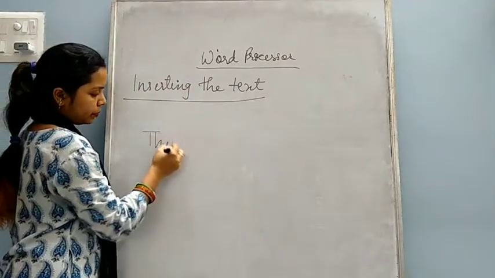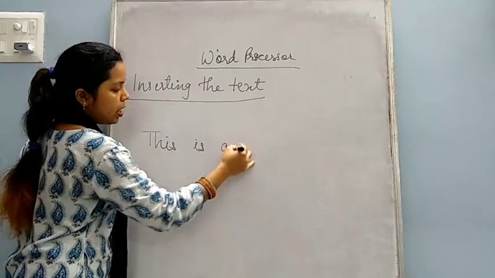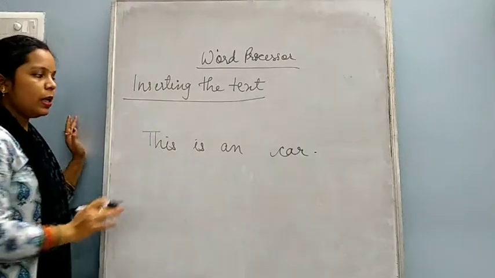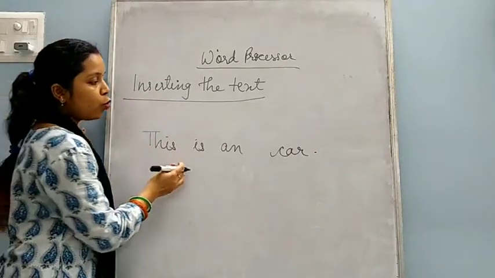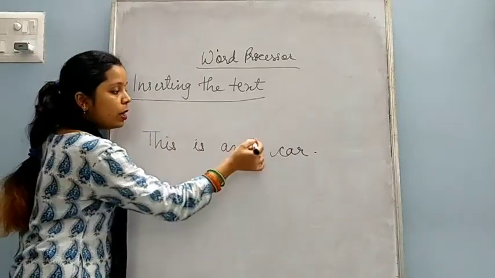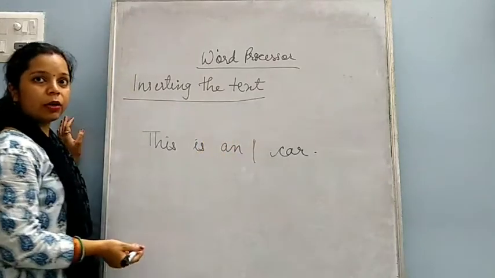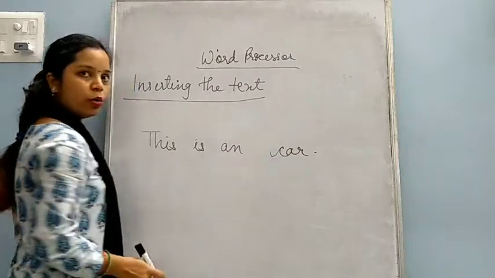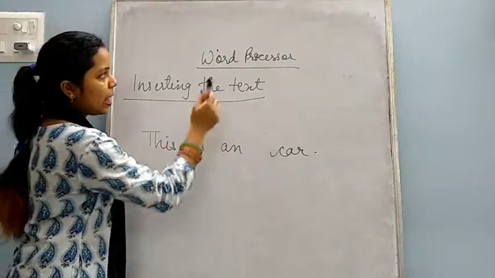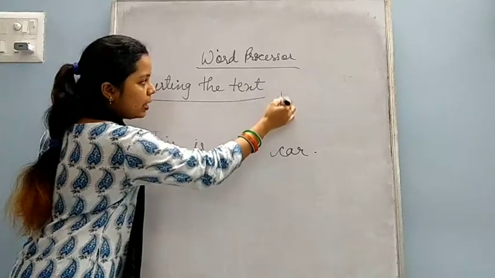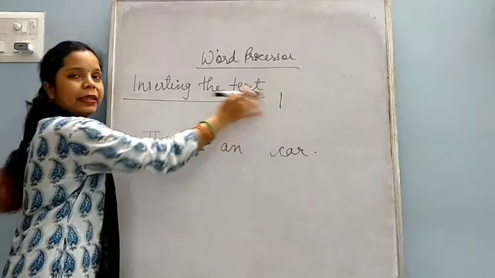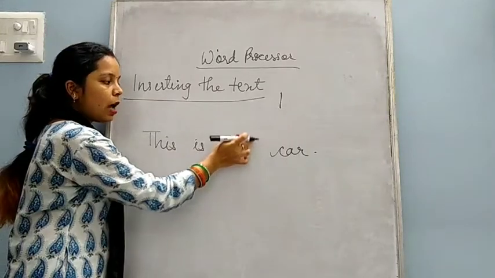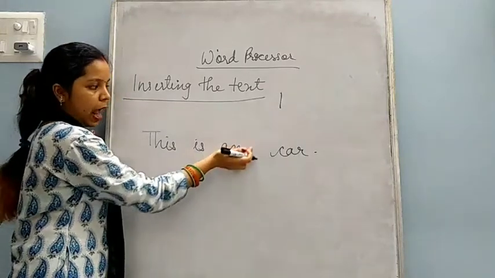Now inserting the text. Inserting means, suppose you have written one line. This is a car. One line you have typed in MS Word. Now you want to insert a word before car. Simply, you know that in MS Word one cursor is there. One blinking line is there, that is called cursor.